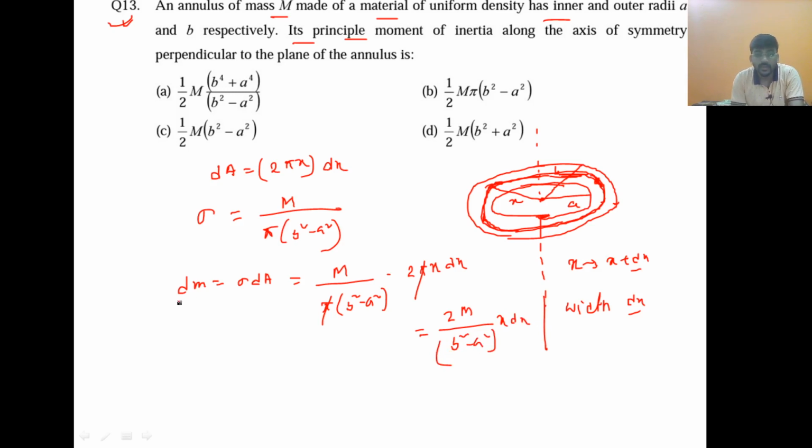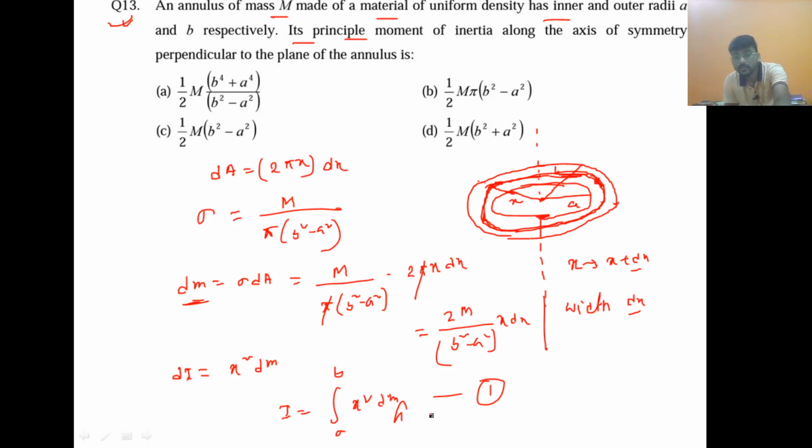Now what will be the moment of inertia of this dm about this axis? So it will be dI. So dI will be simply x square dm. Now the moment of inertia for the whole annulus, which extends from a to b, so the moment of inertia I will be the integration of x square dm, with limits from a to b. We have to solve this equation and we have to put the value of dm over here. Okay, so what will be I?